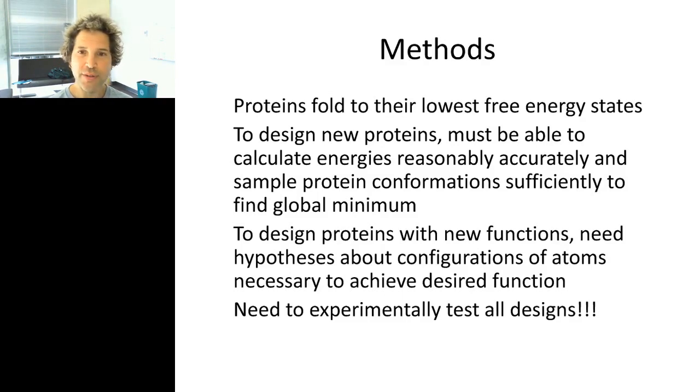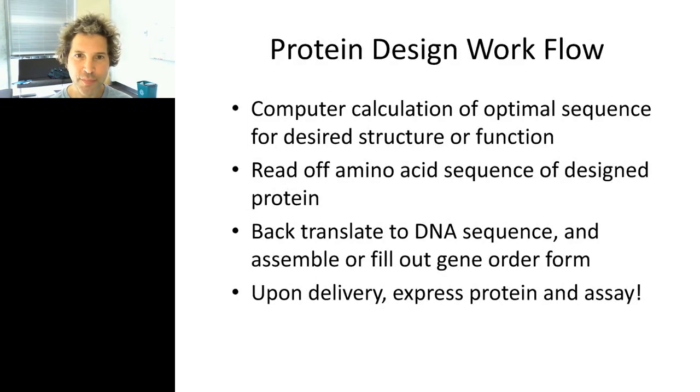If we want to design proteins with new functions, we need to have hypotheses about the arrangement of atoms, the spatial arrangement that's necessary to achieve the desired function, for example, to catalyze a chemical reaction or to bind a small molecule. And finally, it's very important to experimentally test all designs because while we can calculate many, many things, our calculations aren't perfect, and it's only when we experimentally test things that we can tell whether our calculations were correct or not. So the basic workflow for everything I'm going to tell you about is given here.